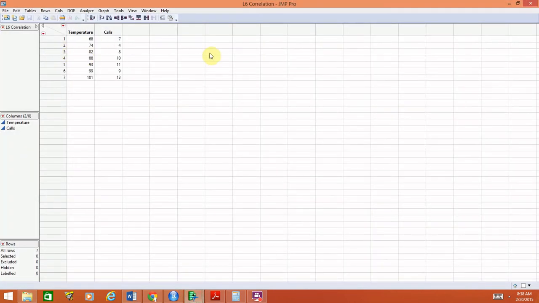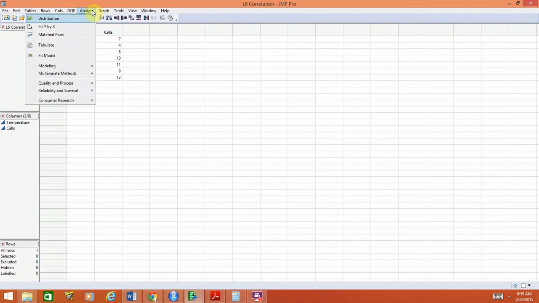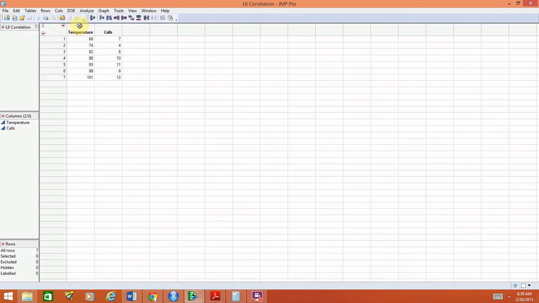This dealt with the temperature for 7 days in degrees Fahrenheit, as well as the number of emergency calls for that city or town. We already talked about how to do the scatter plot, looking at the relationship between these two variables, but now we're going to be interested in identifying the regression line if we believe that relationship is linear. Alright, so in order to do this, what you do is you go to Analyze and you choose the Fit Y by X option.